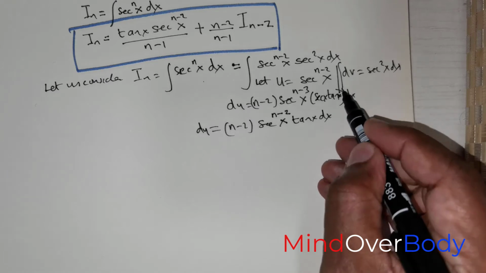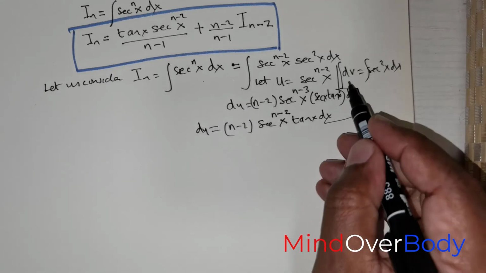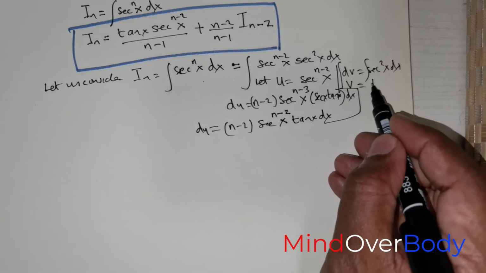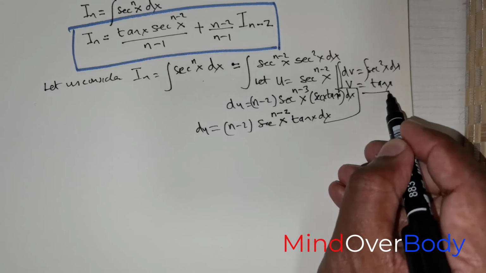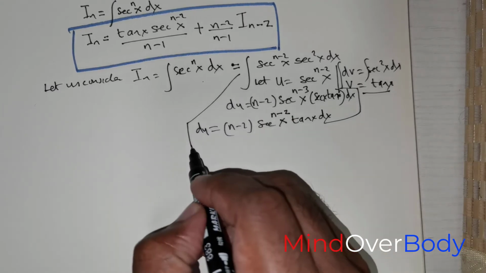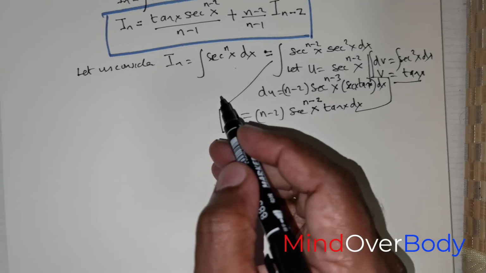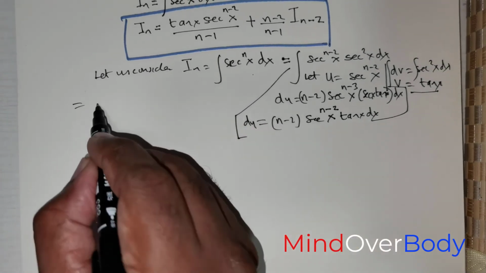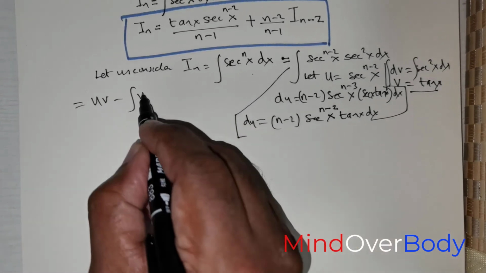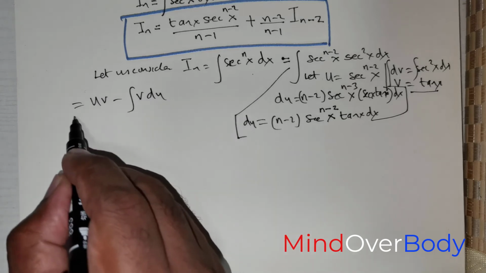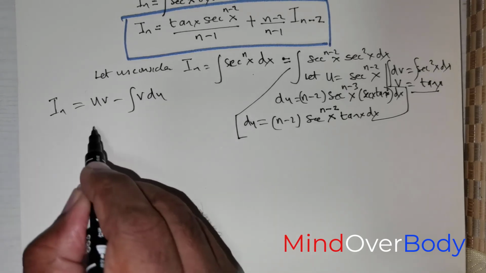Now integrating this would give me integral of dv is v, integral of secant squared x is tan x. So let us substitute these things over here. So this is nothing but uv minus integral v du. This is integration by parts. On the left side I get I_n.